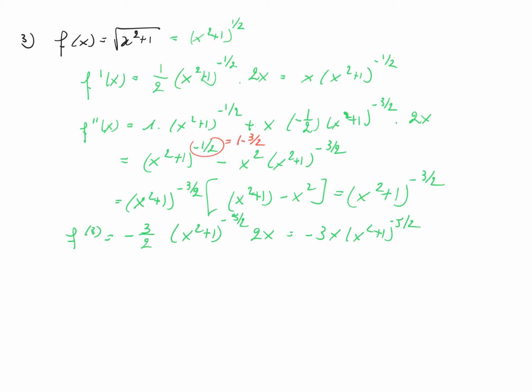We can calculate the fourth derivative, so you can verify this yourself. But if you calculate the fourth derivative, you obtain 3 times 4x squared minus 1 times x squared plus 1 to the power minus 7 over 2. And if you like, you can continue doing this. But what you see is that you have no global formula in this case. So it is impossible to write this nth derivative as a single expression.